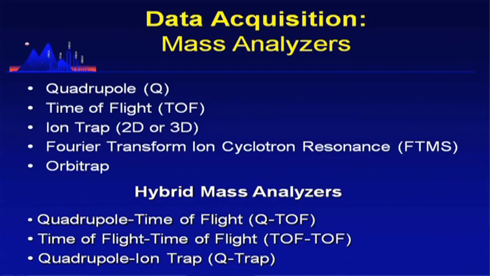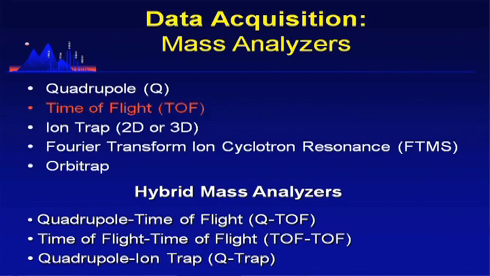These are what are called single mass analyzer instruments. You can also have hybrid mass analyzer instruments, which are basically 2 mass analyzers in tandem. So an example would be the quadrupole time of flight, or a QTOF. So you'll use a QTOF in the lab today. Another is a tandem time of flight, or a TOF-TOF, or a quadrupole ion trap, which is called a Q-trap.